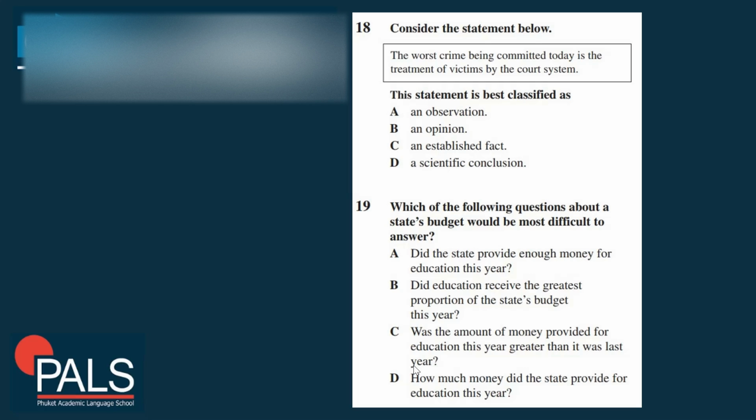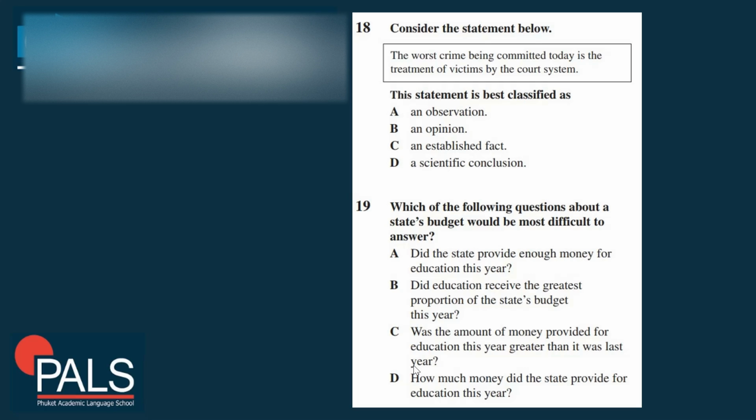19. Which of the following questions about a state's budget would be most difficult to answer? And why would it be most difficult to answer? This is drawing on the same terminology we used above. So I'm going to read the questions. You can pause the video and read on your own. A. Did the state provide enough money for education this year? B. Did education receive the greatest proportion of the state's budget this year? C. Was the amount of money provided for education this year greater than it was last year? Or D. How much money did the state provide for education this year?